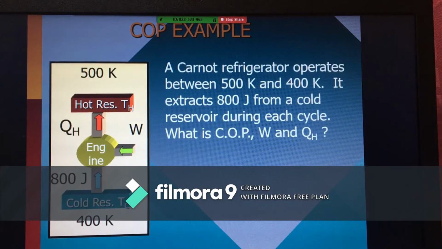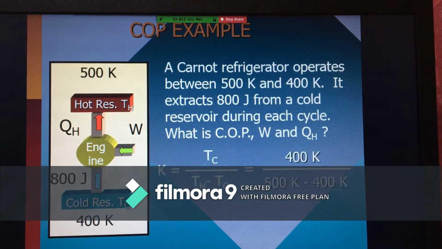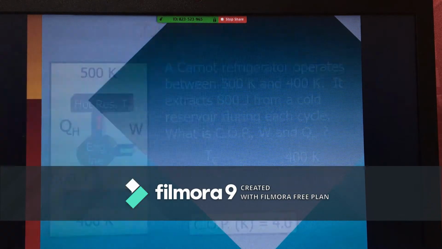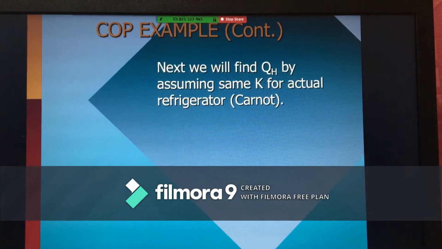For example, a Carnot refrigerator operates between 500 Kelvin and 400 Kelvin. It extracts 800 joules from a cold reservoir during each cycle. What is the COP, W, and QH? Okay, so using the formula, substitute the values. So we got K equal to 4. Okay, then solve for W. So next we'll find QH.